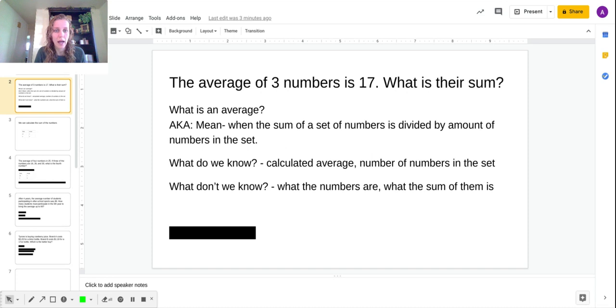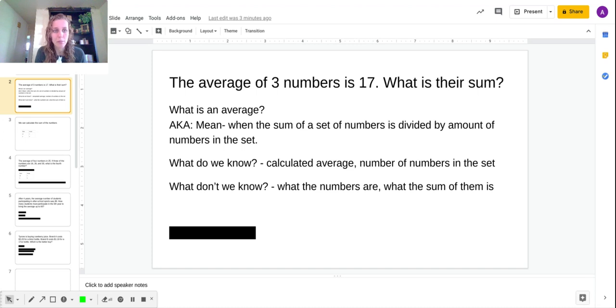So first, average. What is average? So an average is the mean. So it's when you take the sum of a set of numbers divided by the number in the set is equal to the average. So that's about the middle tendency of the set of numbers. So let's look at this problem.